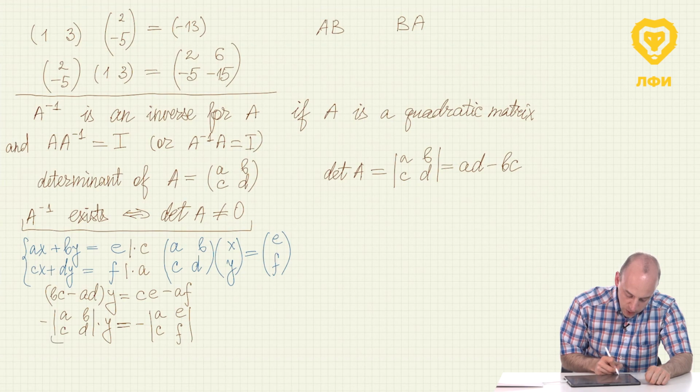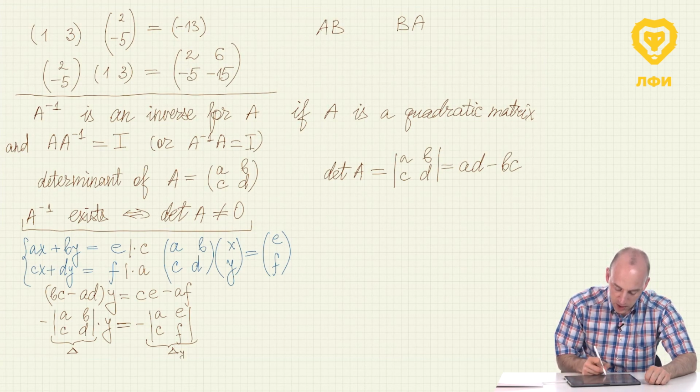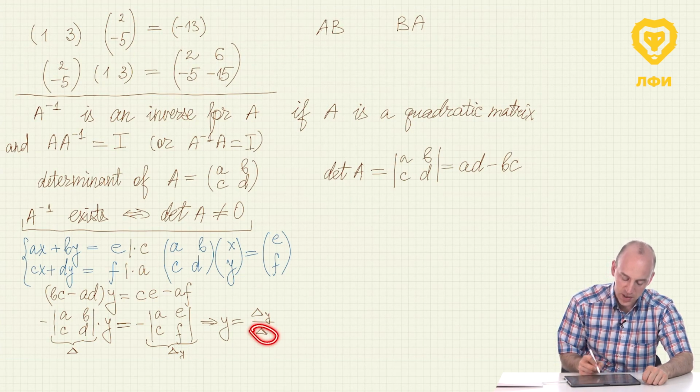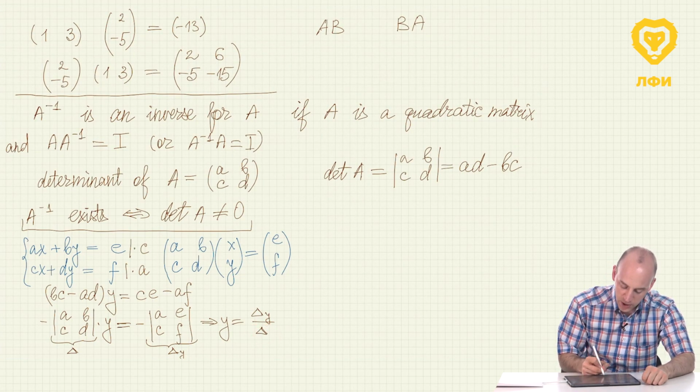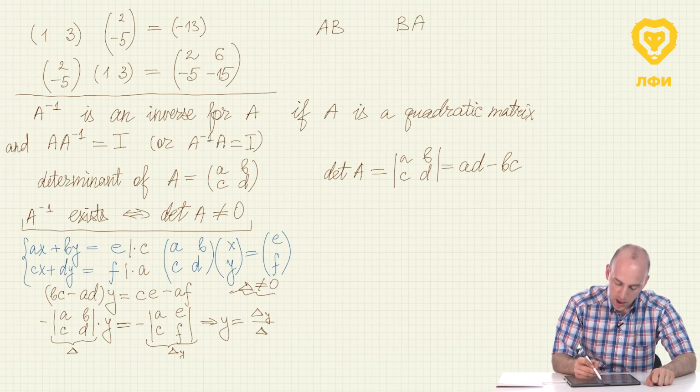Now let's call this determinant delta and this determinant delta with subscript y. And it means that y is equal to delta sub y divided by delta, provided that delta is different from 0. So we won't consider the special case when delta is 0. So let us assume that delta is different from 0. And in a pretty similar way, we can get the value of variable x. How can we do it?